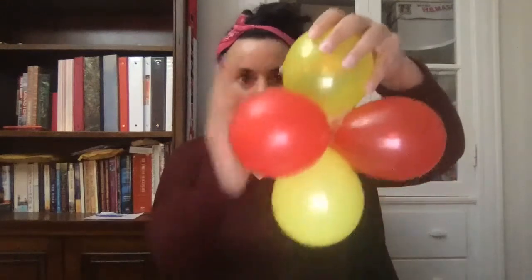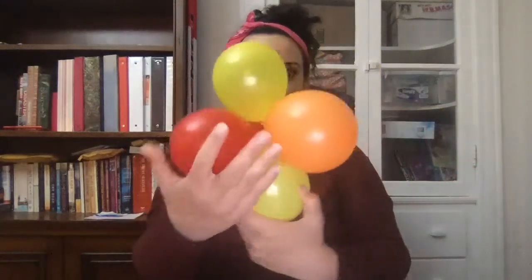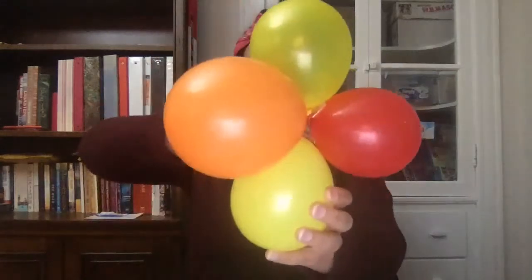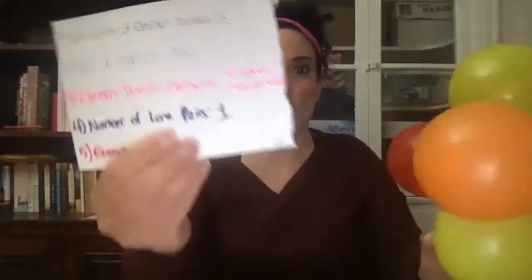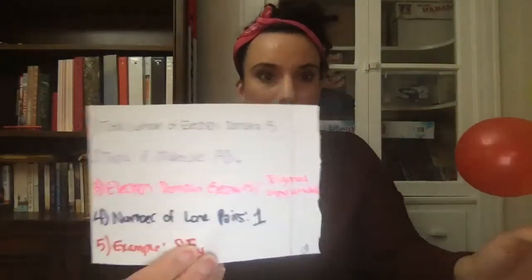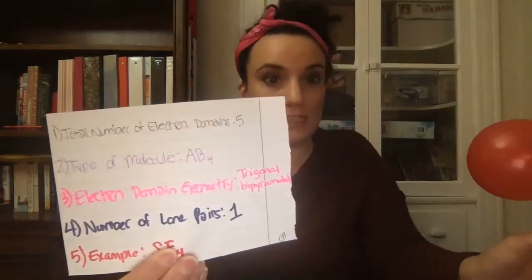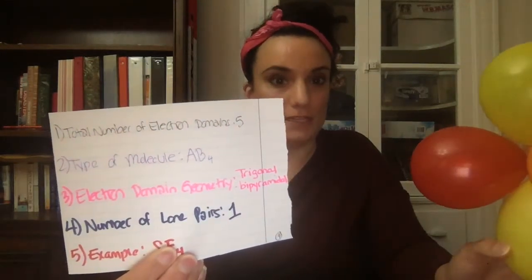All right, so when we do that, we wind up with a stable structure. We have our axial positions, the yellow here, with a bond angle of about 90 degrees, and equatorial positions, the non-yellow balloons, 3 going around, with a bond angle of about 120 degrees. Combined together, they form the trigonal bipyramidal, and it's shown expanding octets. Okay, so the total number of electron domains is 5, and the type of molecule is AB4. The number of lone pairs is 1.